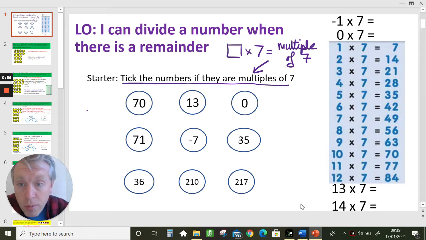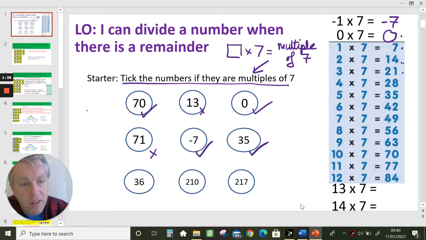Well, hope you paused. Is 70 on the 7 times table? Yes, it is. 70, we tick it. 13? No, that isn't. 7, 14. 13 is 1 less. What about 0? Yes. 0 times 7 is 0. 71? No. What about minus 7? Well, if we count down in our 7s, 21, 14, 7, 0, minus 7, there are the negative multiples of 7. So minus 7, yes.